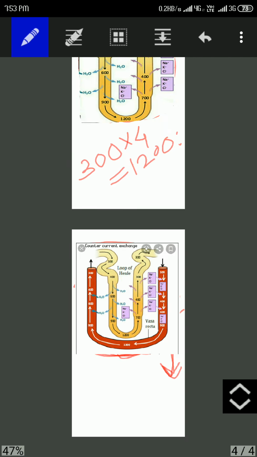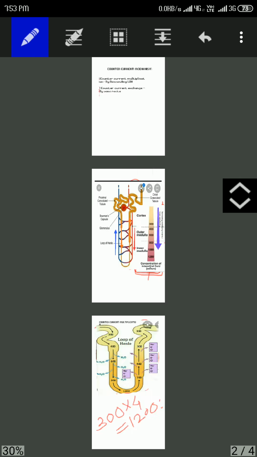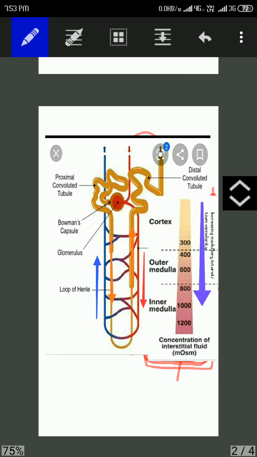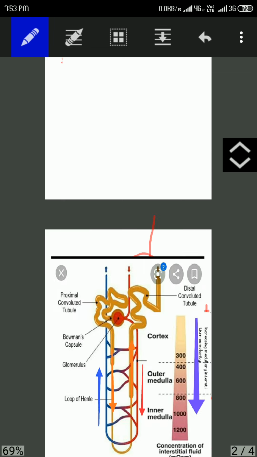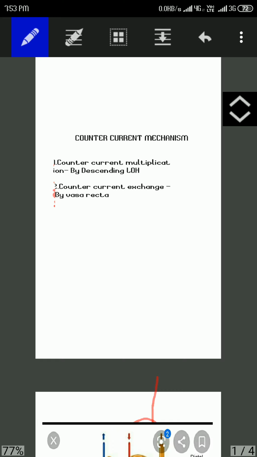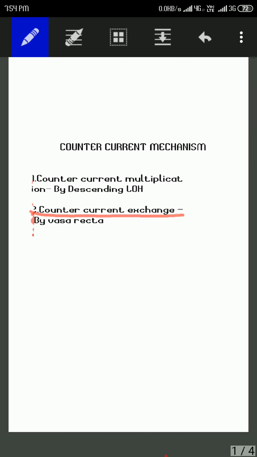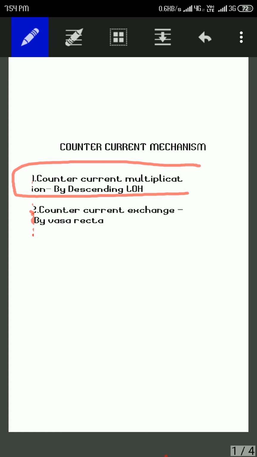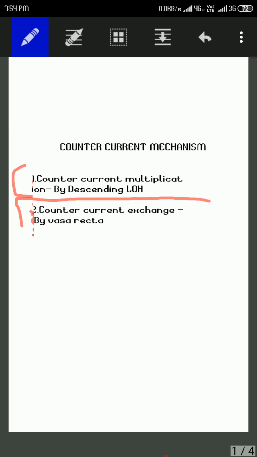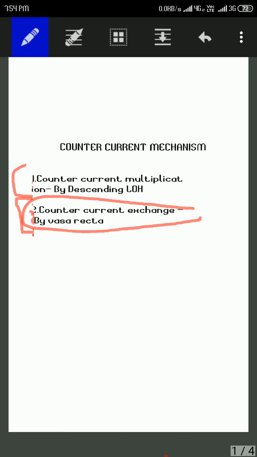In a nutshell, we know the counter current mechanism has two parts, counter current multiplication and counter current exchange. Counter current multiplication is done by the descending limb of loop of Henle. Counter current exchange is done by the vasa recta. By the help of counter current multiplication, we are creating the medullary interstitial osmolarity gradient, whereas by the help of counter current exchange, we are maintaining the medullary interstitial osmolarity gradient.